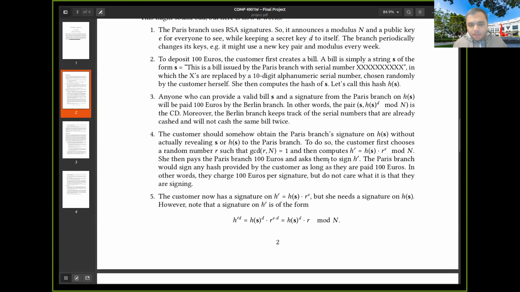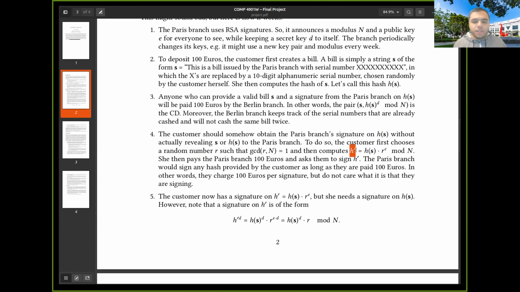Now, here's the part that really gets interesting. The customer wants the bank to sign this hash, but she wants the bank to sign it without the bank actually seeing what it is that they're signing. So what she does is that she first changes this hash. She chooses some random number R, and then she computes this H prime, which is the original hash times R to the power of E. And E is basically the public key of the bank. Then she asks the bank to sign H prime.